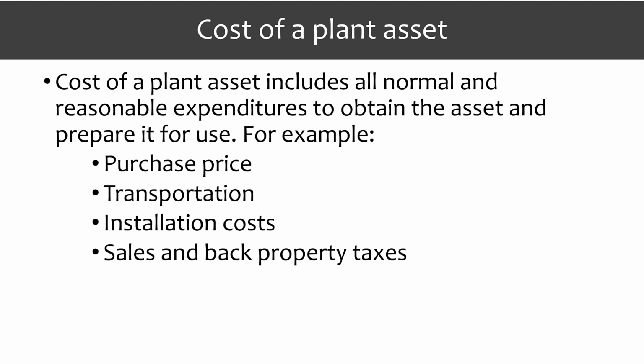The cost of a plant asset includes all normal and reasonable expenditures to obtain the asset and prepare it for use. Examples of costs include the purchase price, transportation costs, any installation costs, sales and property taxes, and more.